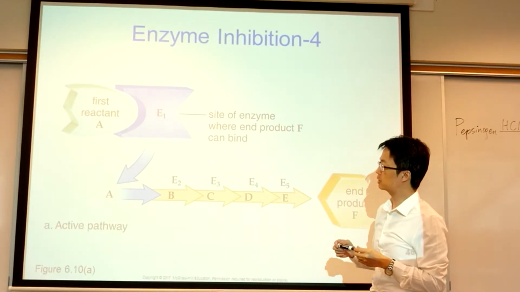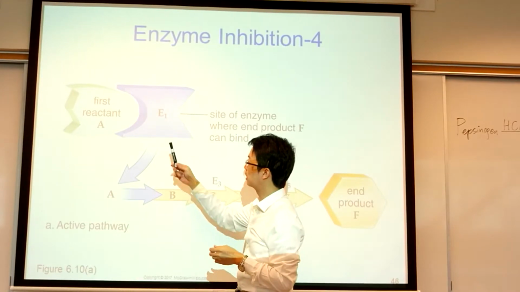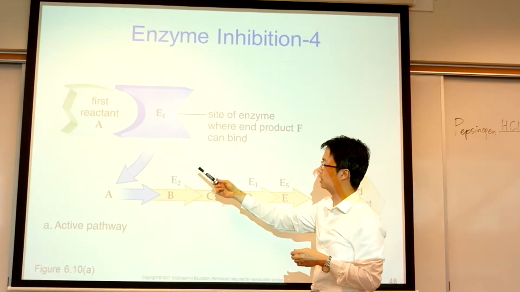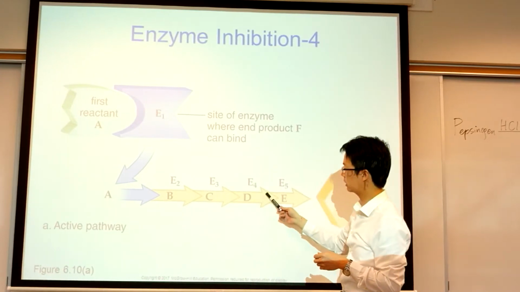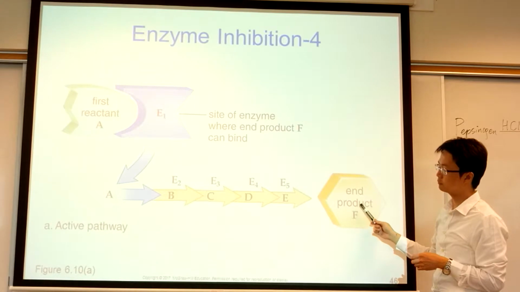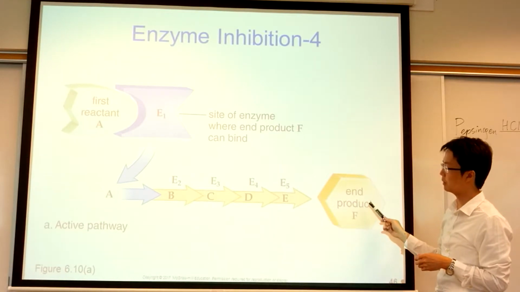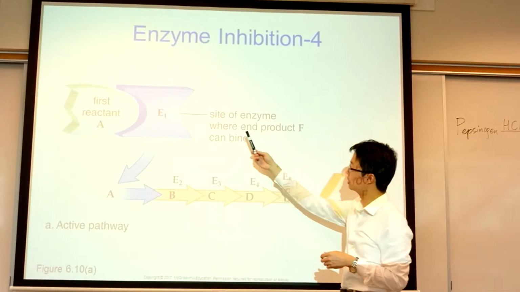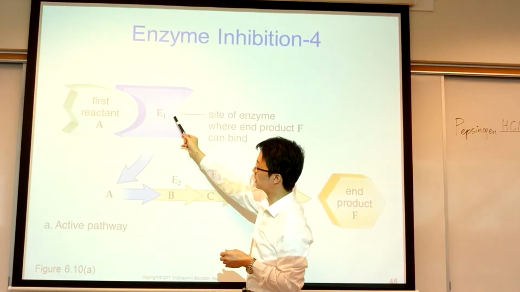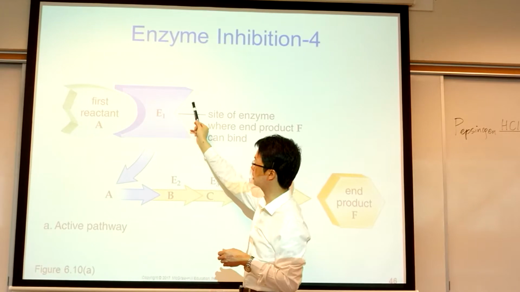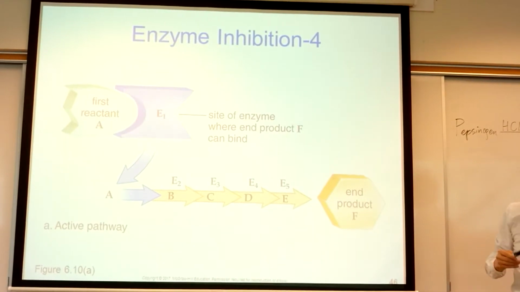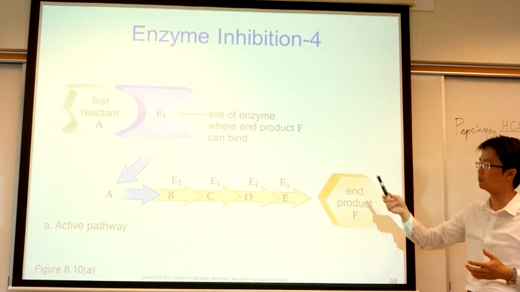So at first, you have the reactant or substrate bind to the enzyme, and then you have a successive chemical pathway, and then the end product is F. But if you have too much of the product, what will happen? The product can bind to another site of the enzyme. In this case, it is not the same active site. It is a modulating site that can cause conformation changes to the enzyme 1.